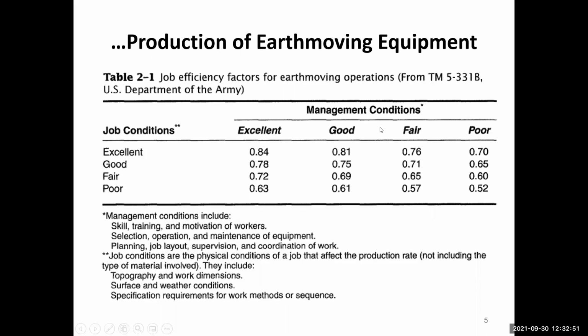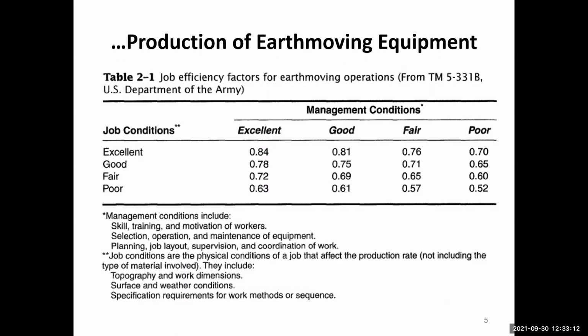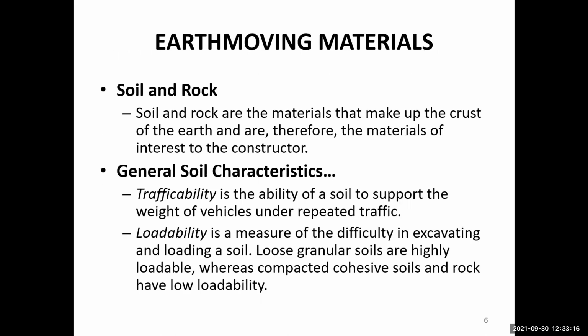Based on the subjective judgment, we can then choose the job efficiency factor. And that job efficiency factor we can then multiply with the production rate to find the adjusted production. And that adjusted production can be used to find the unit cost of production. Okay, so in this way we can make use of these formulae and the data.